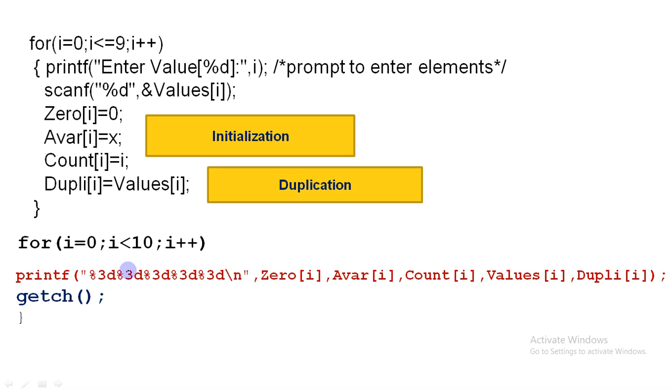So a of 0, which is 0, will be printed, and a variable of 0 will be printed. Count of 0 will be printed over here. Values of 0 will be printed over here, and dupli of 0 will be printed over here. When it goes for the second cycle, i will become 1, and all the elements found in the number 1 position, that is index 1 position, will be printed over here. Anyway, we will get a neat table of these arrays printed one after the other in a columnar way.